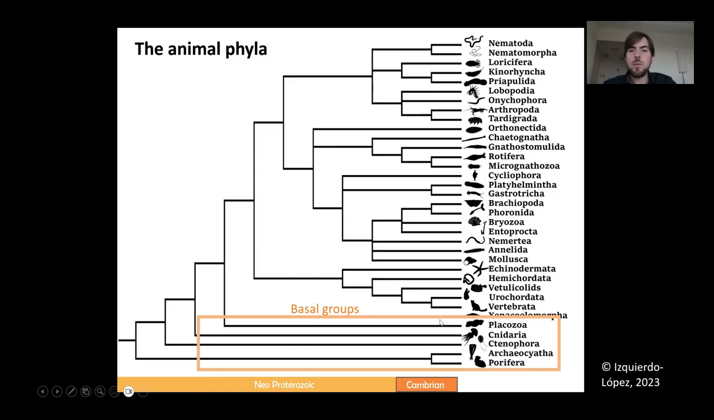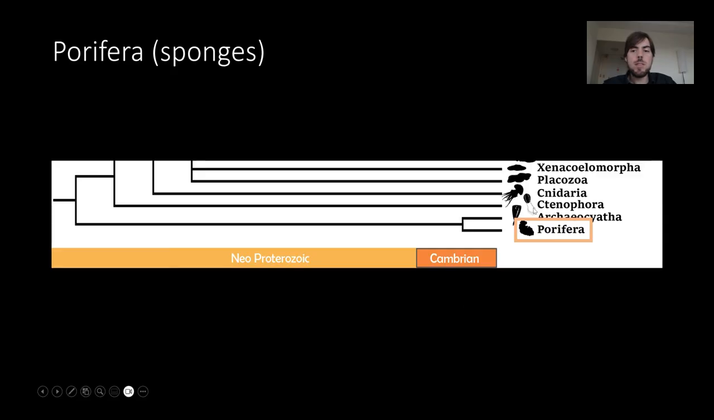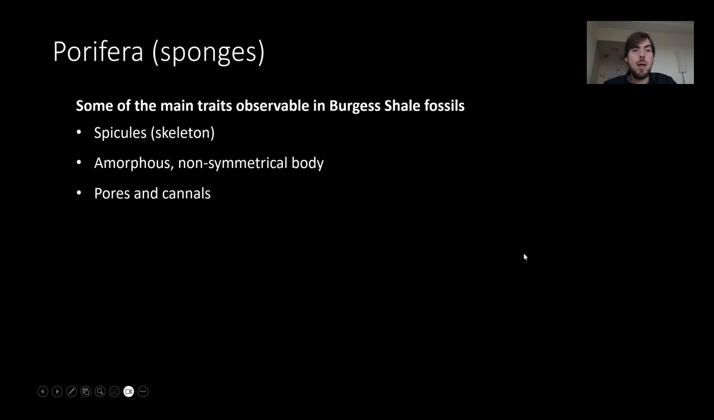So what are the basal groups of animals? We have different ones, and I will start with Porifera, which are sponges. Poriferans appear very early, and there is probably some fossil record from the Ediacaran. Of course, there is a clear fossil record from the Cambrian. I'm going to talk about how we identify every single animal group, and how we identify them at the Burgess Shale. What are the traits that characterize this phylum, and how can we see them at the Burgess Shale?